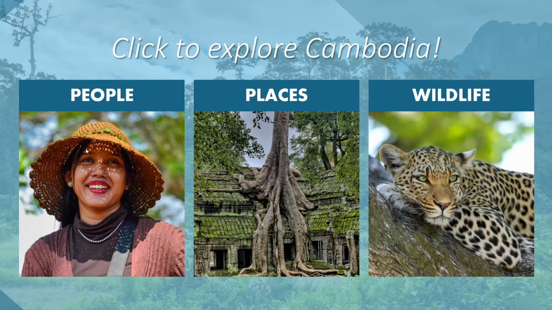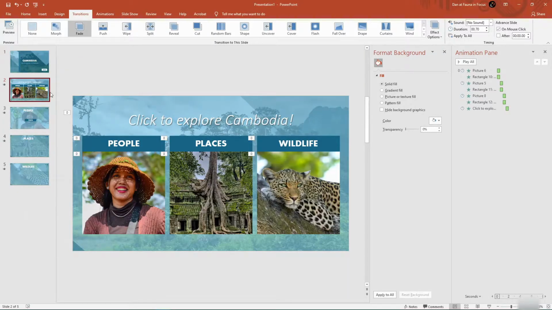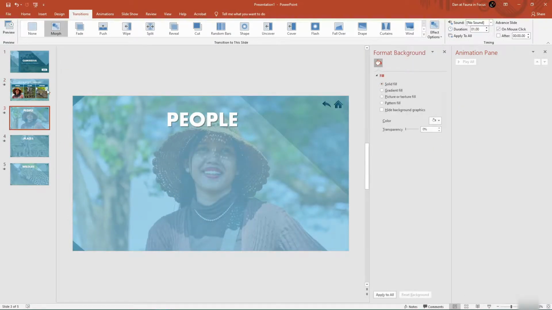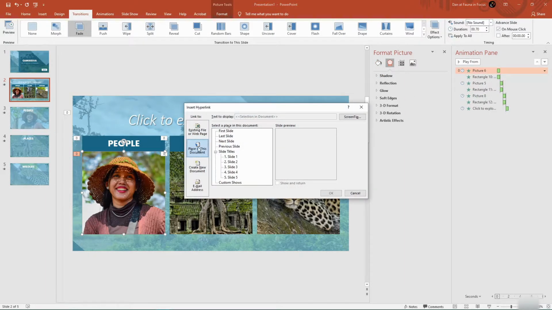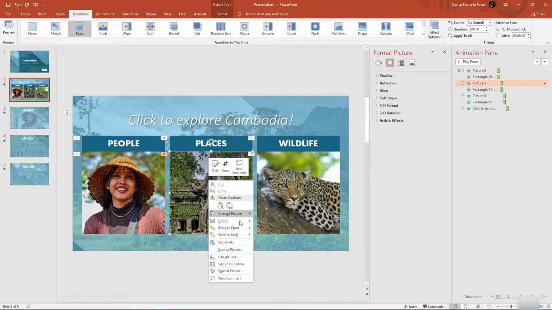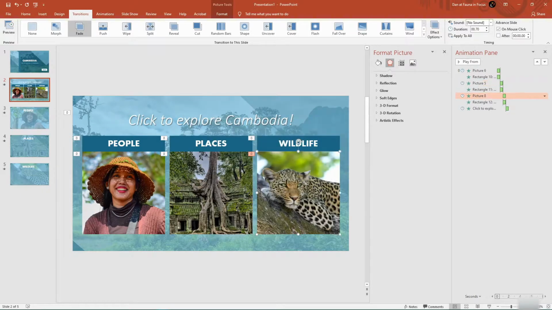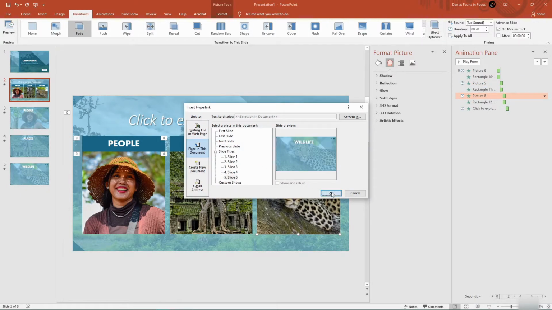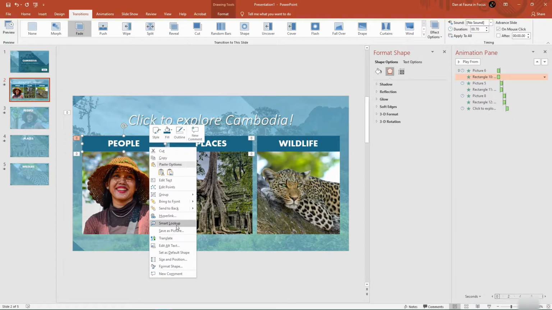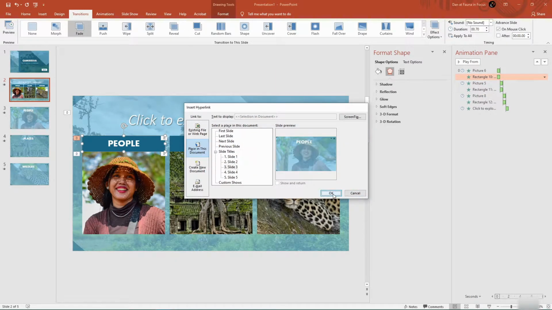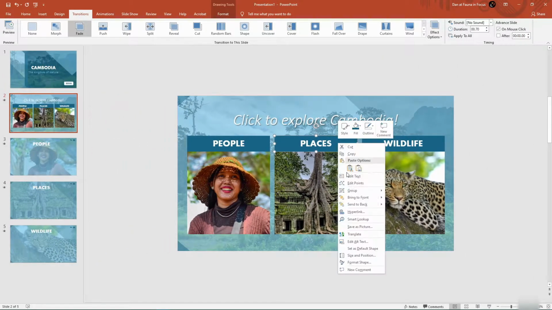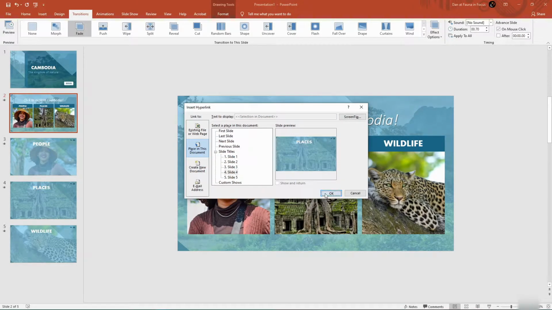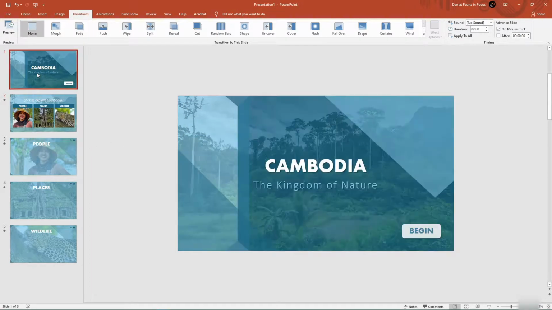Click to explore Cambodia. So what do we want to explore? People, places, or wildlife. Alright, I didn't hyperlink these yet. So now that these are done, we can hyperlink these three things. I'm going to hyperlink this to slide number 3, this one to slide 4, and this one to slide 5. And I will do the same for the text boxes on top, just in case people click on that, it does the same thing. Oops, hang on, nope. So hyperlink to slide 4, places, and wildlife, hyperlink to slide 5. Boom. There we go.